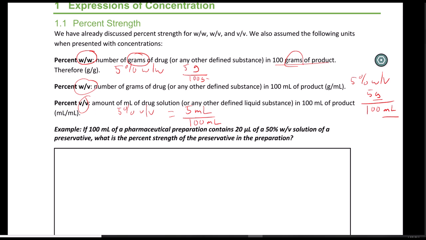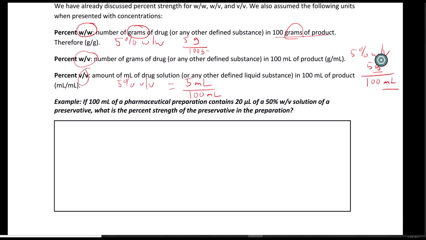All right. So let's look at these in a little more detail than what we have discussed previously. We'll do some examples with some calculations associated with it. The first example says, if we have 100 mLs of a pharmaceutical preparation and it contains 20 microliters of a 50% weight and volume solution of a preservative, what is the percent strength of the preservative in the preparation? First thing we have to know is what this question is even asking us. So let's break it down so that we understand what the question's asking before we even determine how to attack it from a mathematical standpoint.